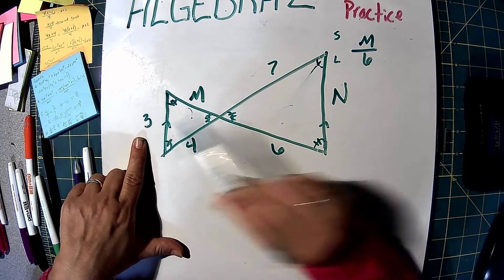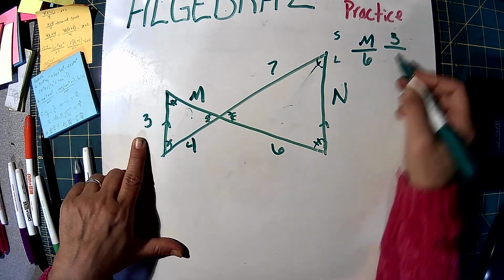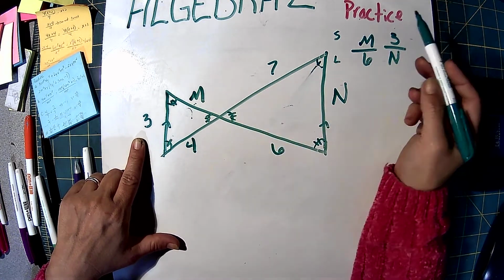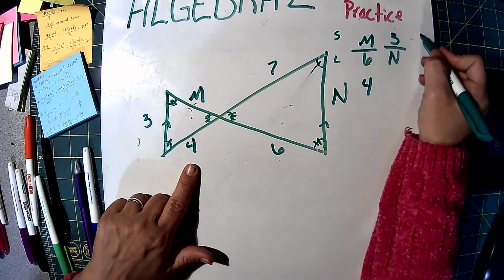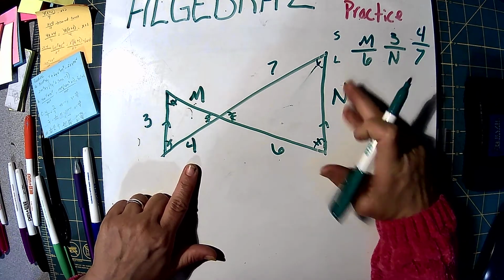So our small is 3, and our large is n. Our small was m, and our large was 6, and then we have 4 to 7. Small is 4. I'll put it here. And our large is 7. All right, so there's our ratios. And then we can solve from there.